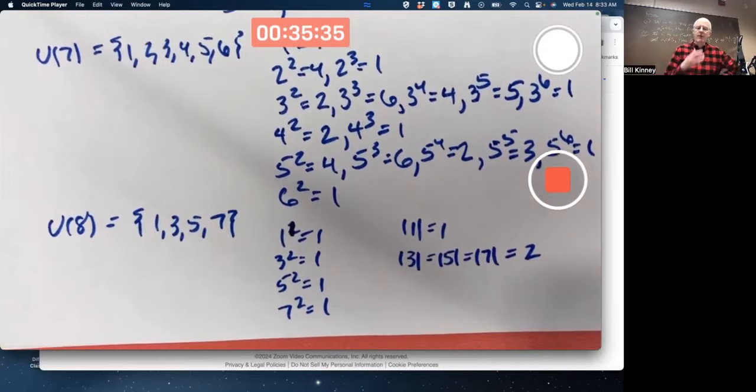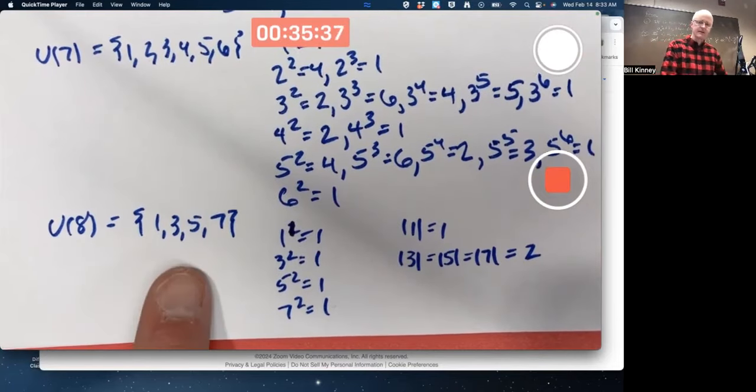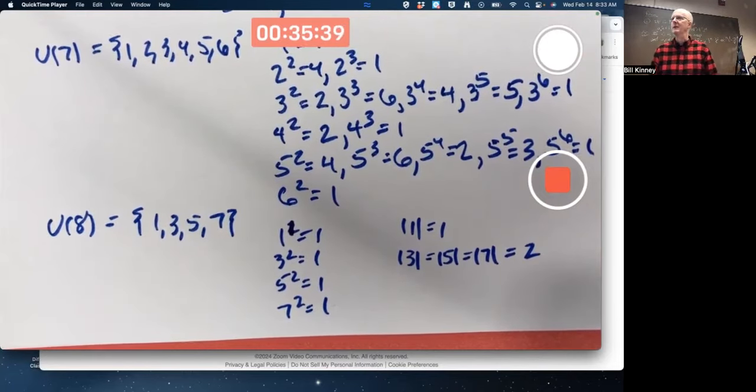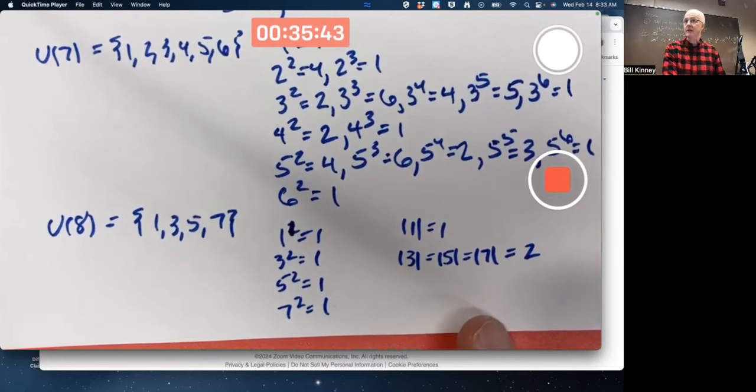There's no element of order 4, even though this has got 4 elements. The group has order 4, but there's no elements of order 4. Though the orders of the elements do divide the order of the group. That's something different than what we've seen so far.